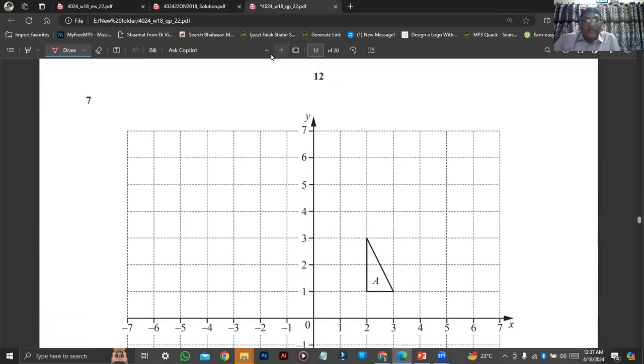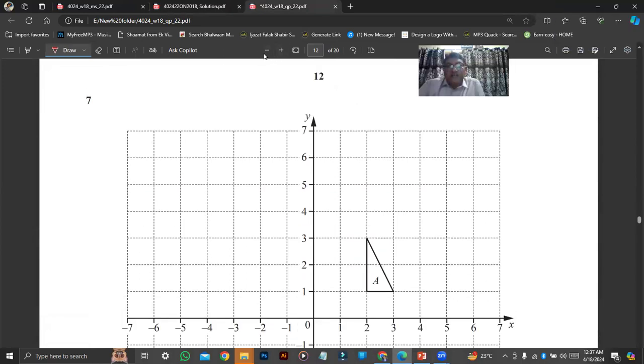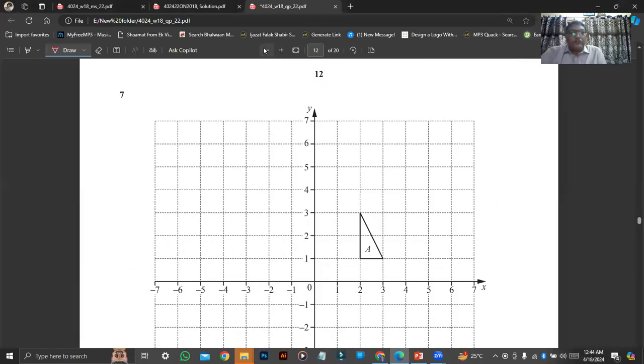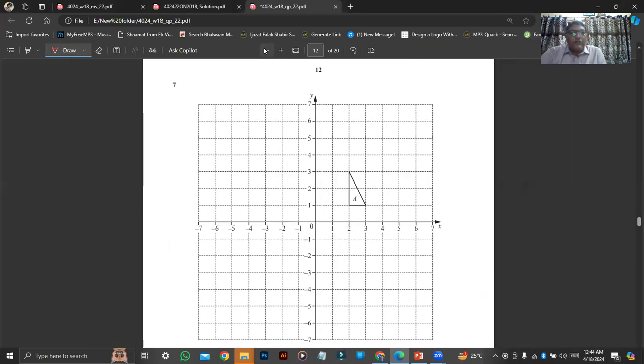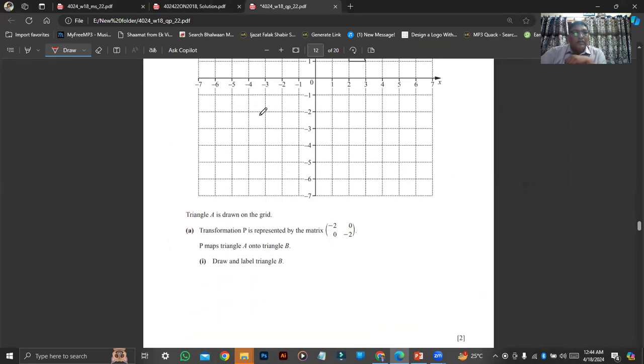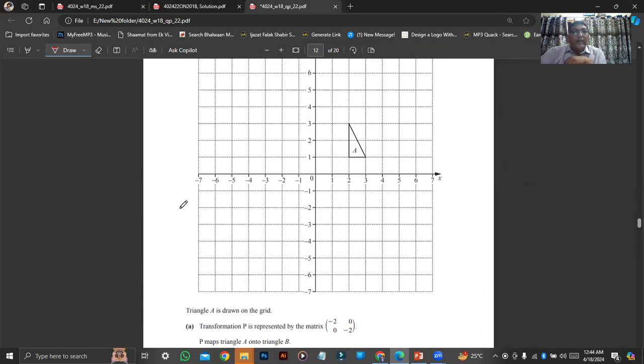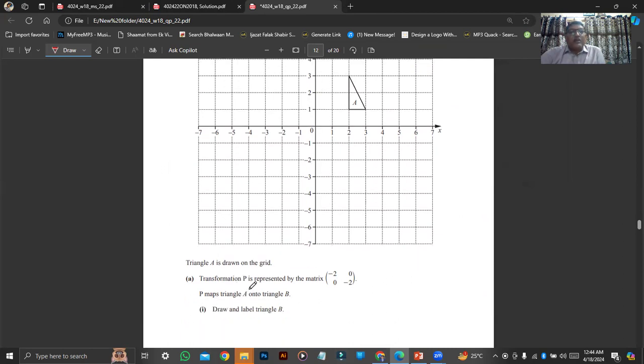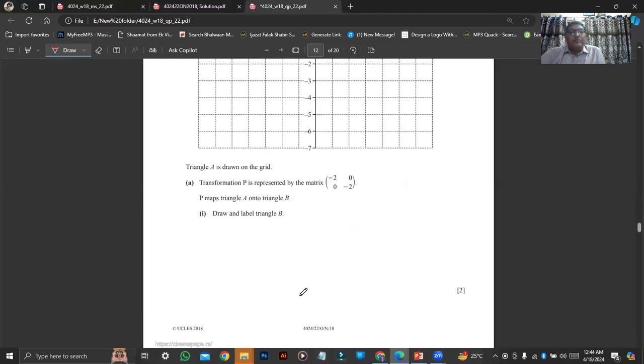Okay, so here we have question number 7. Triangle A is drawn on the grid. Transformation P is represented by this matrix. The matrix is -2, 0, 0, -2. P maps the triangle A onto the triangle B. Draw and label the triangle B.